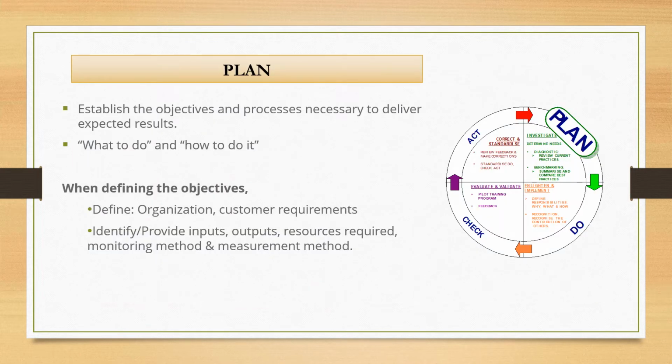Plan. Here the objectives and processes needed to deliver the expected results are to be established. So we need to find what to do and how to do it to achieve the targets. When we define the objective, it should focus on organization and customer requirements, identify and provide inputs, outputs, resources required, and how to monitor and measure the product quality.